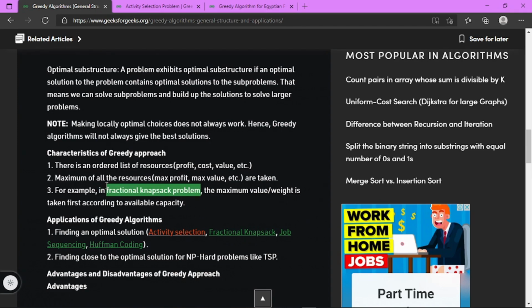So don't be afraid of such jargon words.